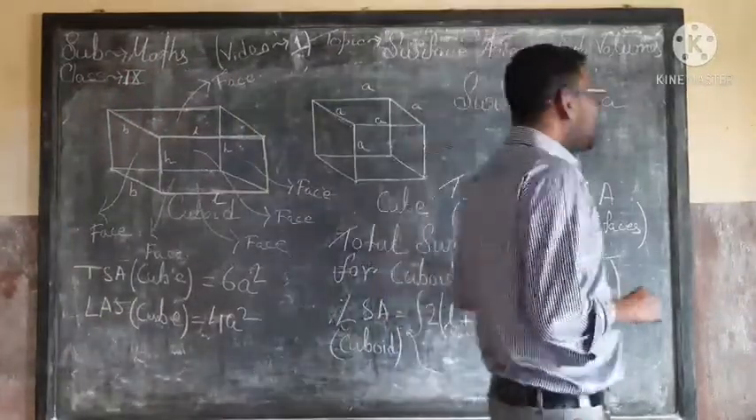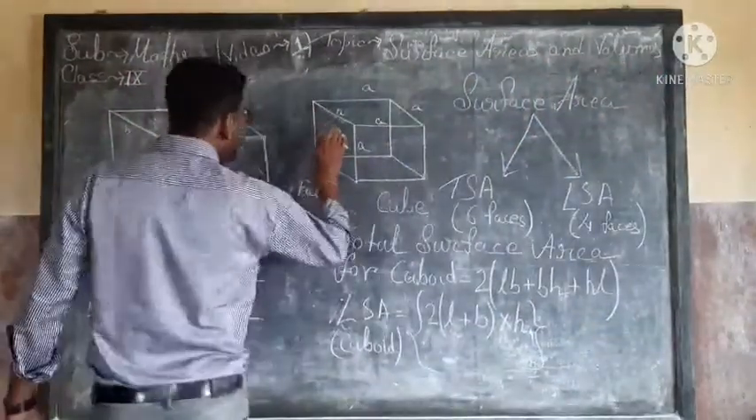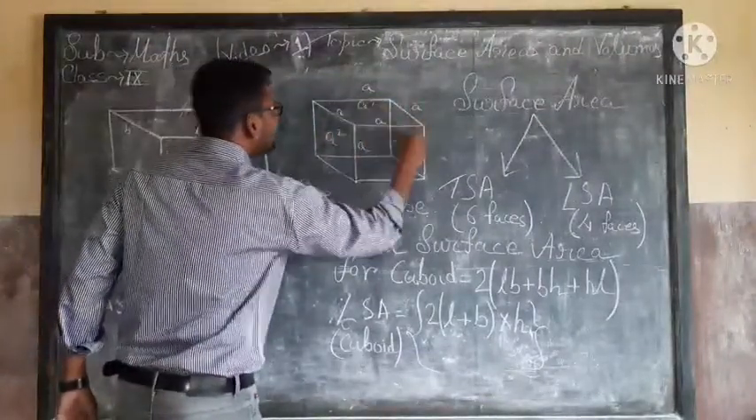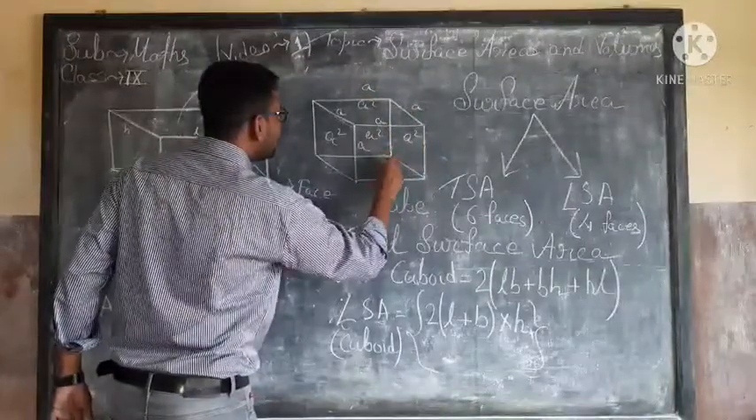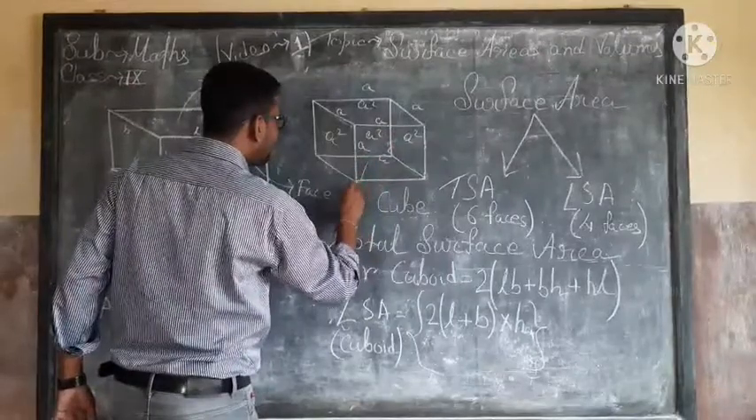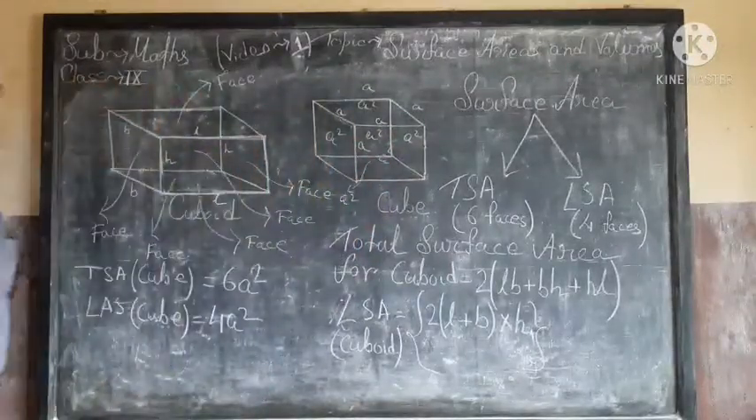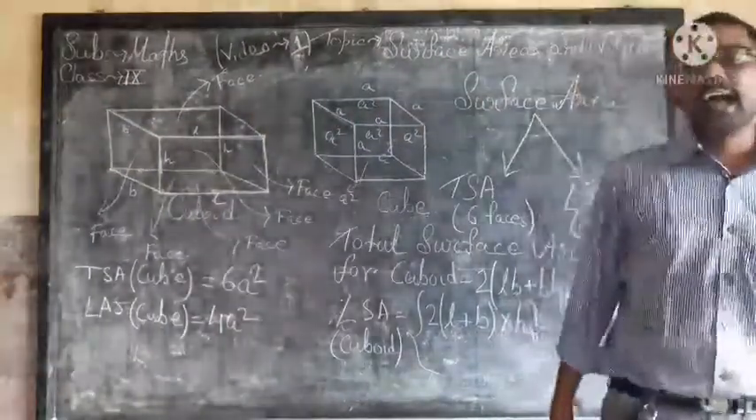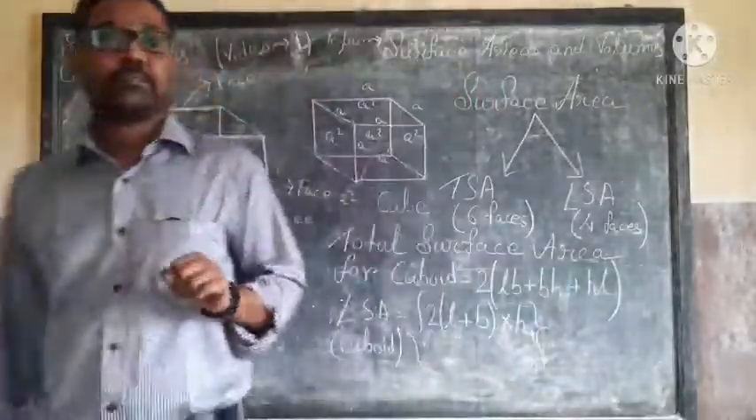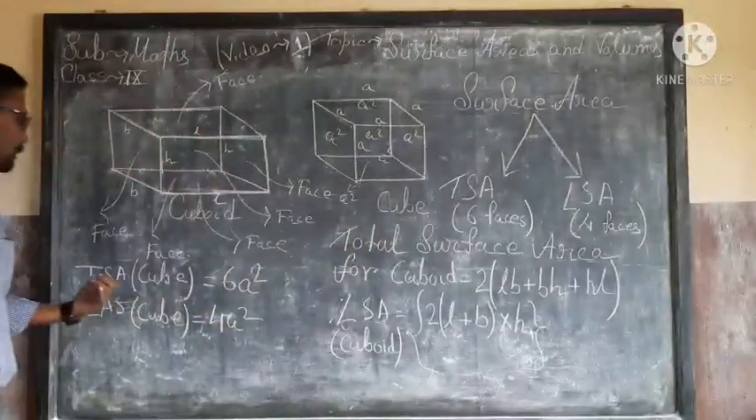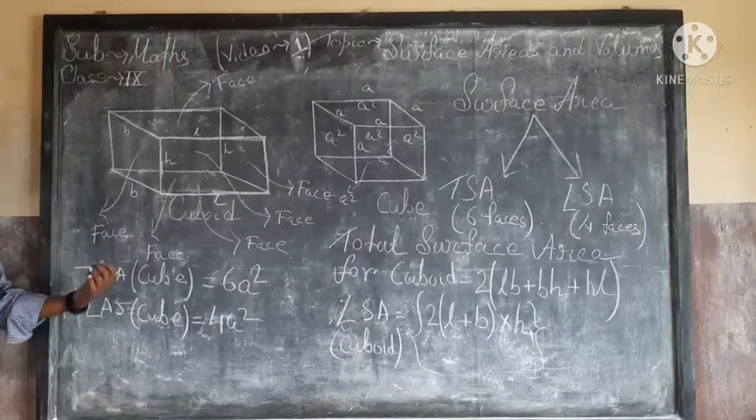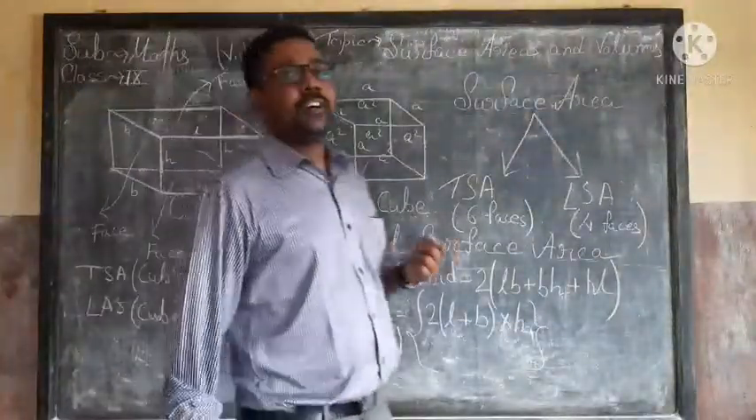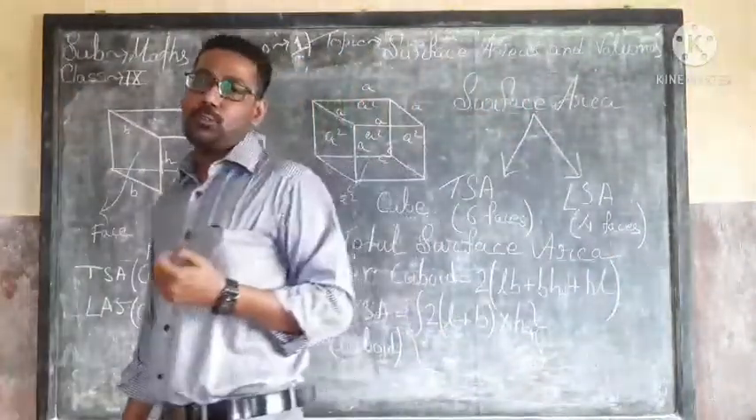If you consider the area of any one face, that is a square. This is a square, this is also a square, and so on. So when you calculate the total surface area, it is 6 into the square, and for the lateral surface area, 4 into the square. So these two formulas are used to find the surface area of the cube, and the earlier two are used to calculate the surface area of the cuboid.